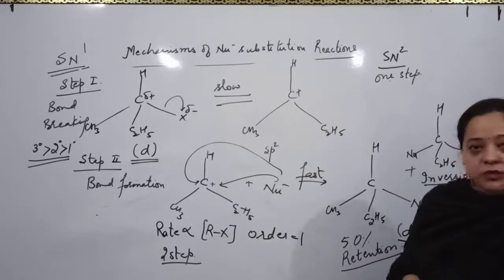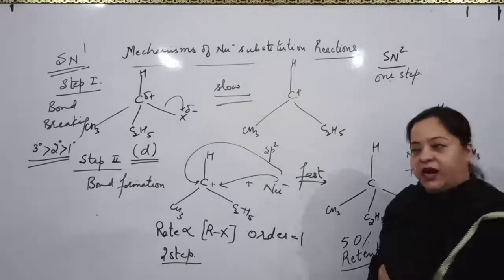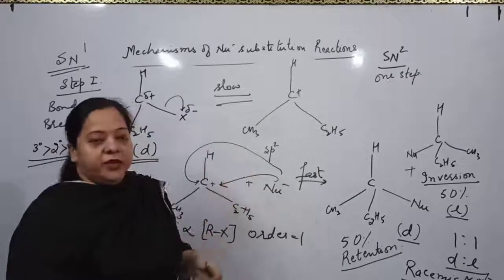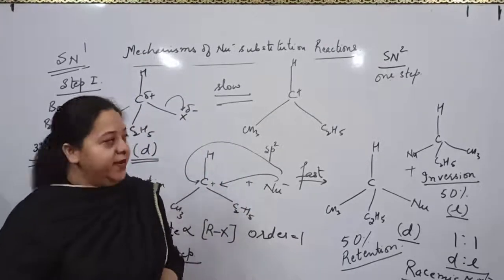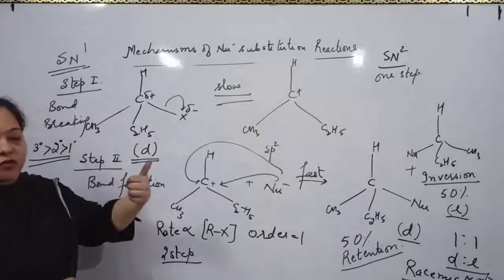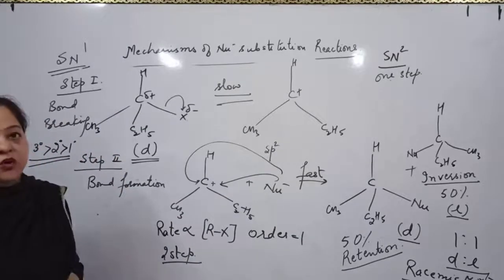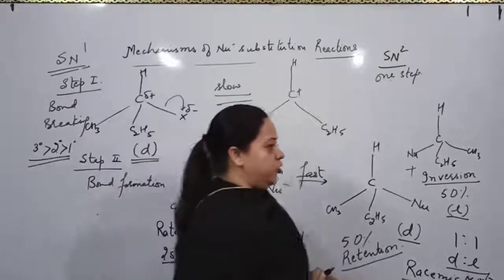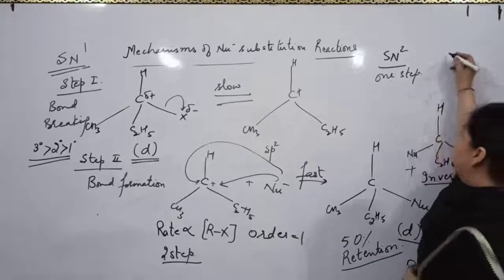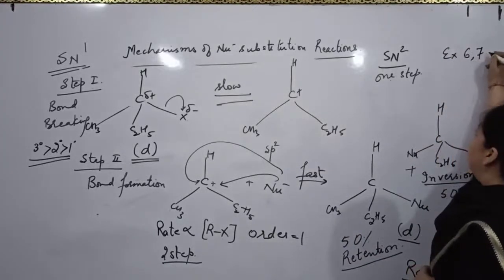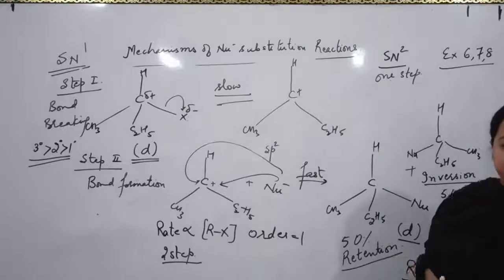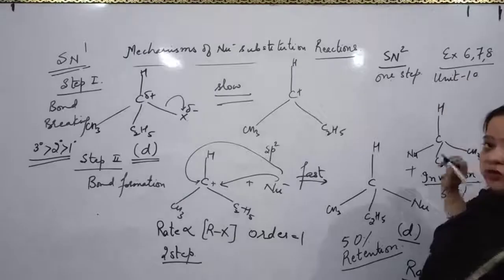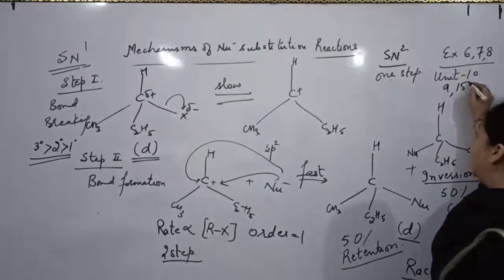Hopefully you have understood the SN1 and SN2 mechanisms, and now you must be able to answer a few questions on this basis, like the order of reactivity of the different types of alkyl halides in SN1 mechanism or in SN2 mechanism. You must now be able to compare and contrast SN1 and SN2 mechanisms, and your home task is to go through the examples 6, 7 and 8 from NCERT Unit 10, and also the back exercise question number 9 and 15.